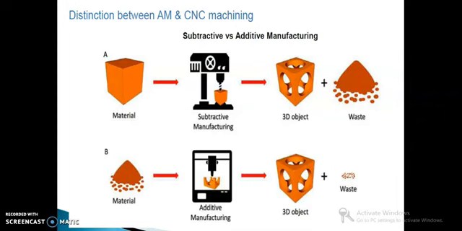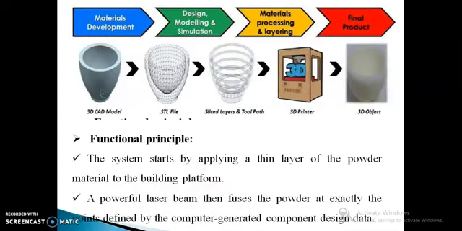The second process represents adding material, so that is called the additive manufacturing process. In the first process, we are subtracting, meaning we are removing material from a block of material. So this is the basic difference between AM and the CNC machining process. Next we will discuss the functional principle.